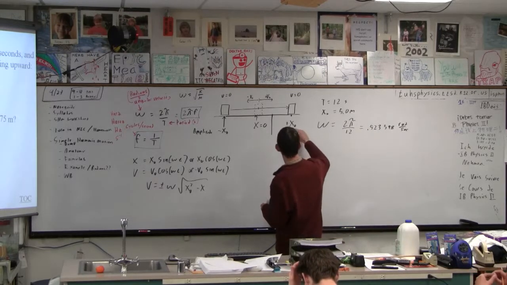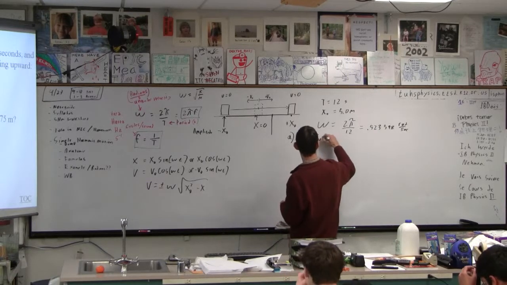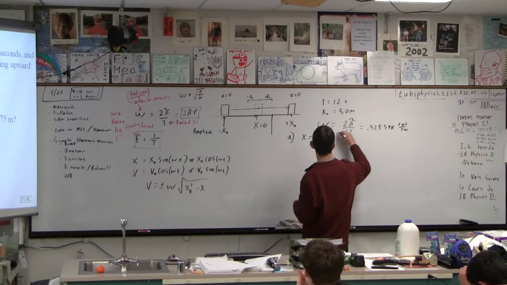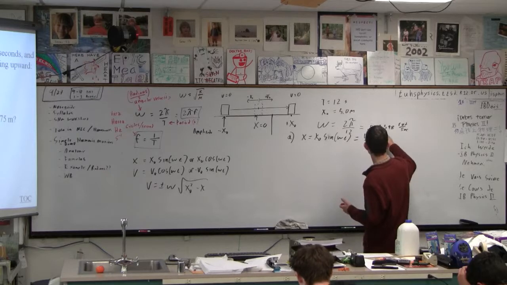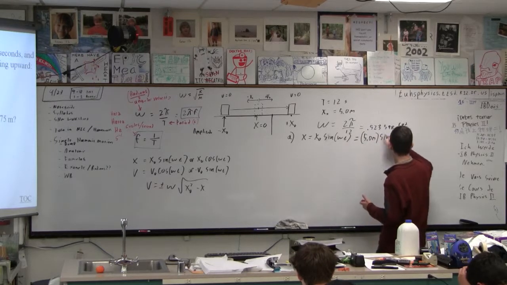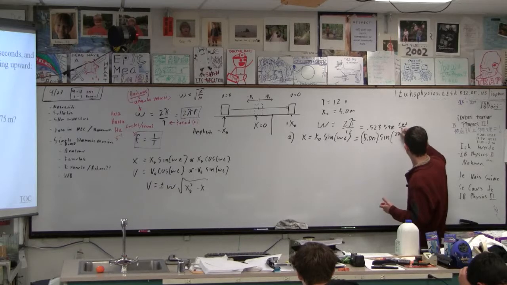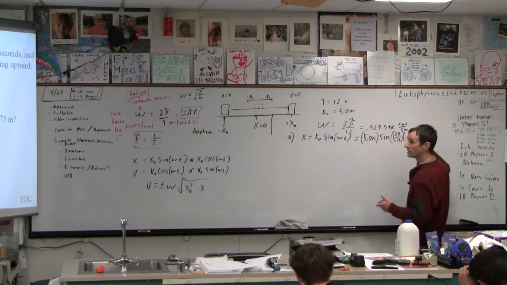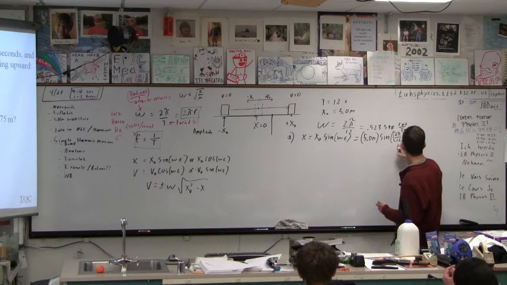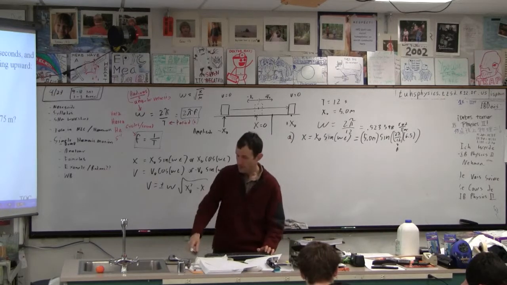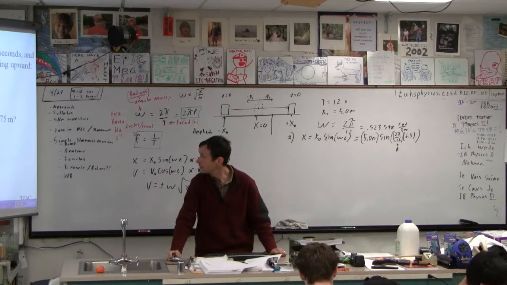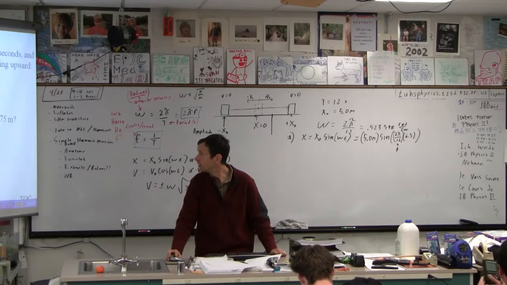So for part A, to find its position, I'm going to use x equals x naught times sine omega t, right? So that's basically just going to be 5.0 meters, that's its amplitude, times sine of, and then I can use this number. I can go 2 pi over 12 times 6.5. This number for me is A, now I've stored it in some memory location. Stop the madness. Okay, I don't want a second function. I want to go 5 sine of alpha A times 6.5, right?